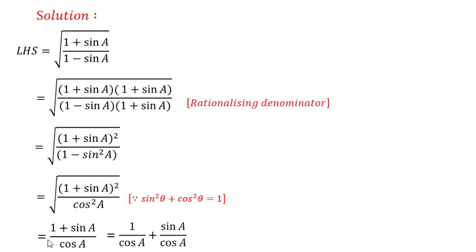I will separate it. So it is 1 upon cos A plus sin A upon cos A. That gives me sec A plus tan A. This is what I require on my right hand side. So this is my right hand side.